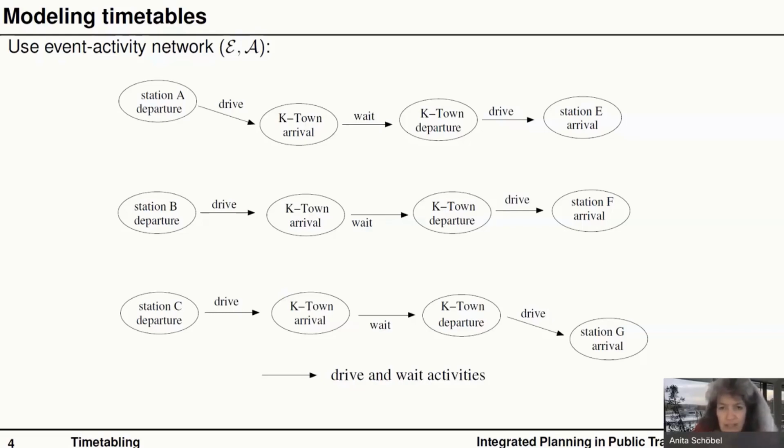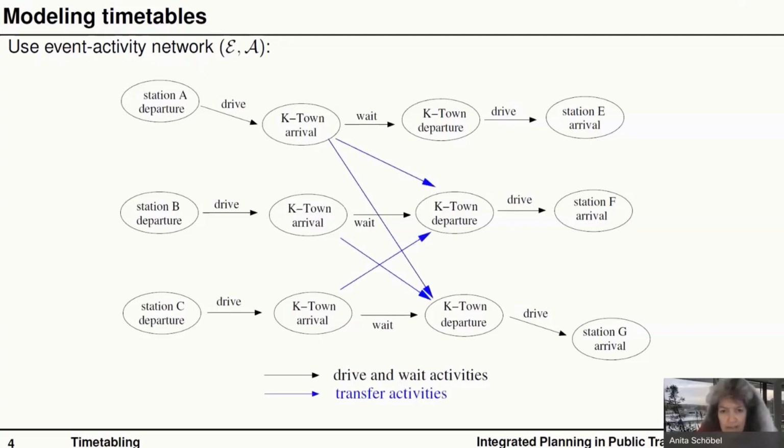we reach station E. And we have other lines that also pass K-Town, so they come from station B or C and they go to other stations later on. So these are drive and wait activities. So far, it would be easy to find a timetable because we would only have single lines and then we could just assign any times that fit.